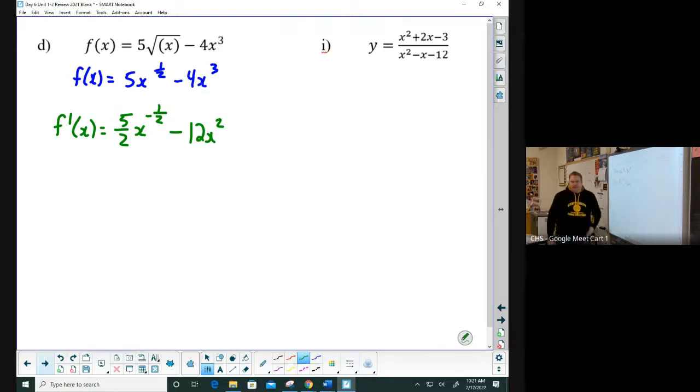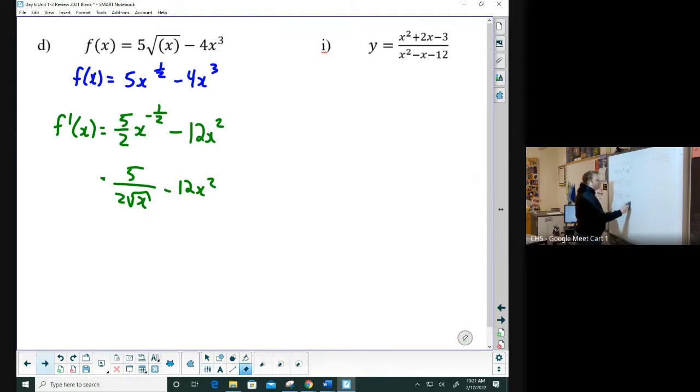I'm fine to leave it like that. You could convert it back to root functions, but you'll see my answer is left like this. If you wanted to convert it back, it would look like this. Negative tells you to make it a fraction. 1/2 makes it a root sign. Since it's a fraction, it goes on the bottom with the 2. So you could write it like that, but I will accept this as an answer.